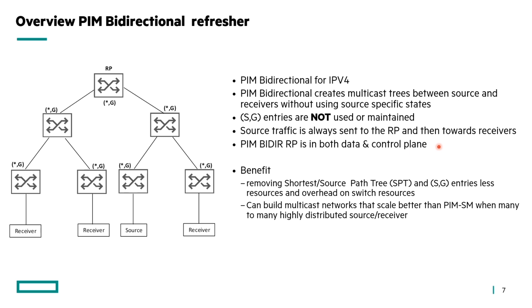So what are the benefits here? We're removing the shortest or the source path trees and the S, G entries. This means less resources and overheads are on the switches because we don't need to maintain these states. So we can build multicast networks that scale better than PIM sparse mode when we have a use case which is many to many and highly distributed sources and receivers.